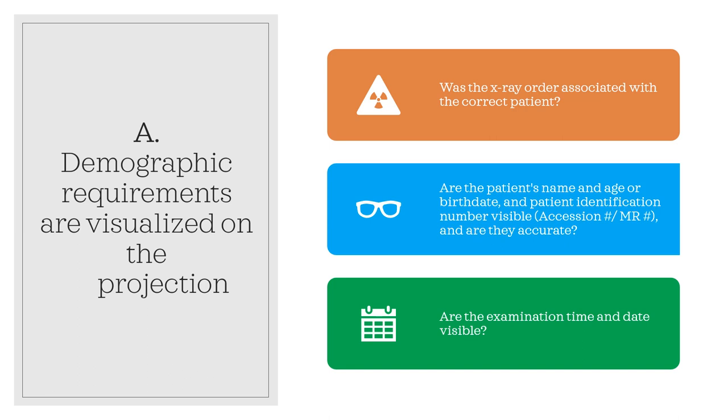Demographic requirements are visualized on the projection. Was the x-ray order associated with the correct patient? Are the patient's name, age, or date of birth, and any kind of patient identification number visible? And are they accurate? Are the examination time and date visible and accurate?